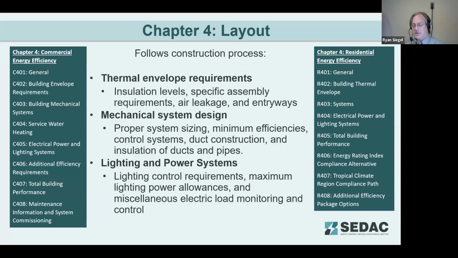Whereas on the residential side, once we've gotten through envelope systems, lighting and power, here we've got the total building performance. So again, that performance standard energy rating index, which is similar to the HERS rating, but a little bit different. And then we've got tropical climate and then additional efficiency package options. So here, residential, they put the additional efficiency way at the end, where commercial, they put it right after the power and lighting systems.